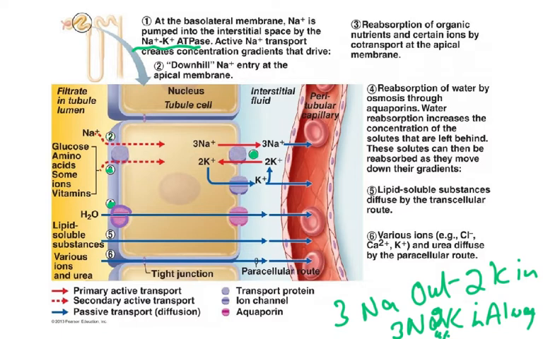So, a beautiful diagram, very well explained. I would like you to pause it here and have a look at it. What is primary active transport? What is secondary active transport? And secondary active transport means it is in response to the main active transport.